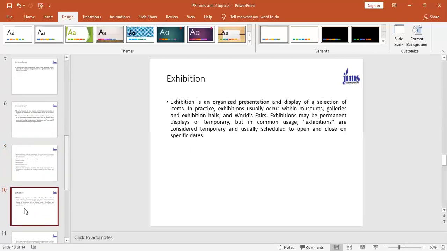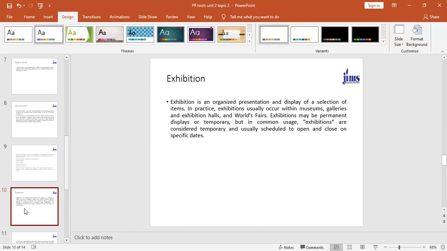Exhibition is an organized presentation and display of a selection of items. In practice, exhibitions usually occur within museums, galleries, exhibition halls and world fairs. Exhibitions may be permanent displays or temporary, but in common usage, exhibitions are considered temporary and usually scheduled to open and close on specific days.